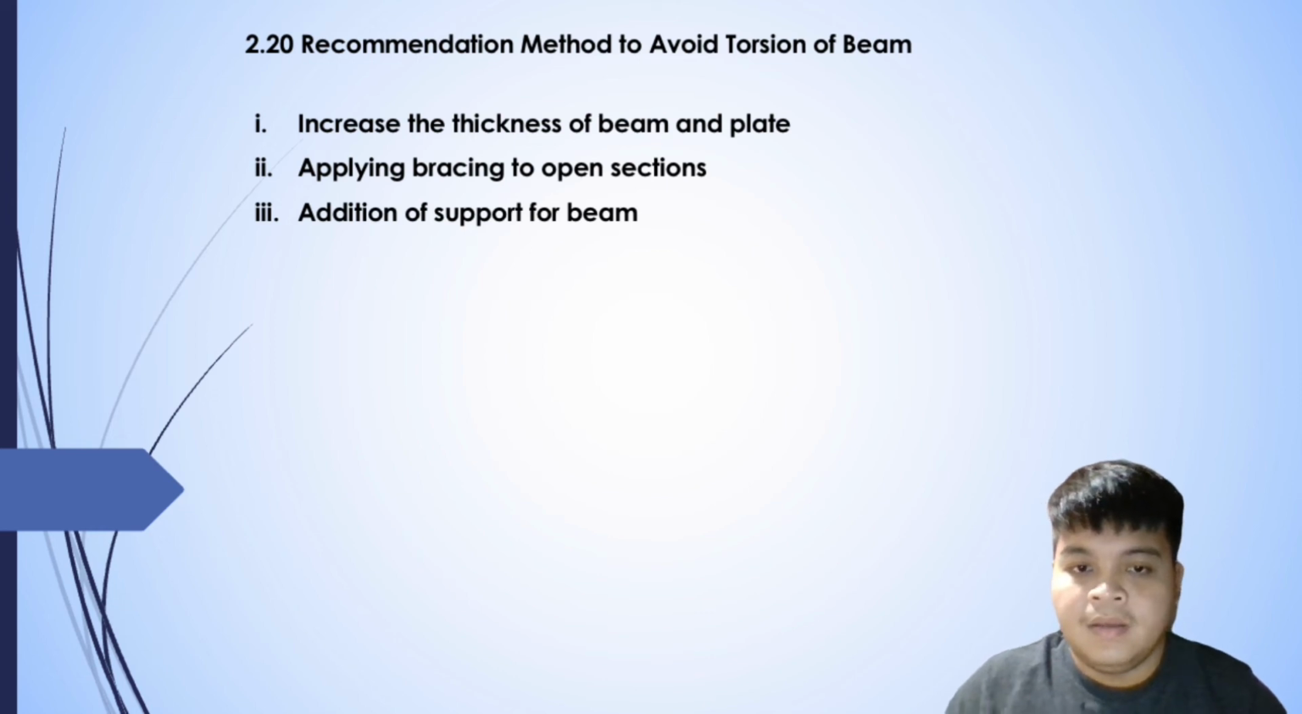Lastly, addition of support for beam. Columns are vertical structures that transmit compressive load. Columns support the floor or roof beam, and the column on the floor above and the bottom floor column must be strong enough to carry the accumulative weight of every floor above it.